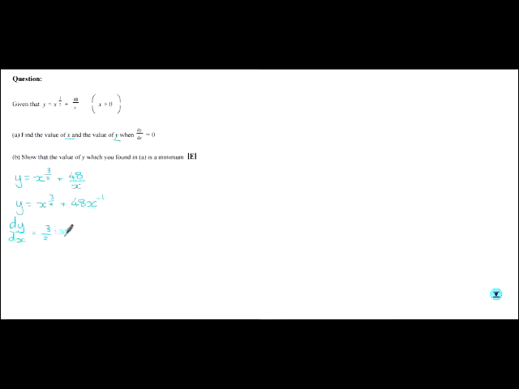So dy by dx is going to be 3/2 of x to the 1/2, if we take away 1, minus 48 x to the minus 2. And we've got to put this equal to 0. So I could change this to square roots, but I'm not going to. Quite often it's better to leave it in this form, but I'm definitely going to change this one here. So dy by dx is, I'm just going to rewrite this term here, 3/2 of x to the half minus 48 over x squared. And what I should have done is put that equal to 0 here.